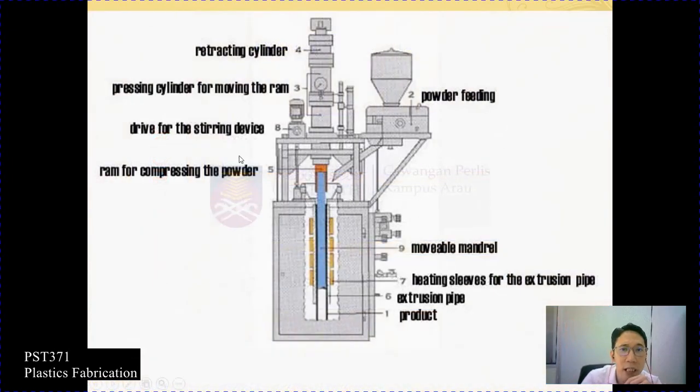Okay, usually dia akan menegak macam ni lah. Ini bentuk dia. Okay. So, bila material tu dah start to melt, okay, so, dia akan push this raw material into a die. So, dia akan keluar, dia jadi extruded parts.